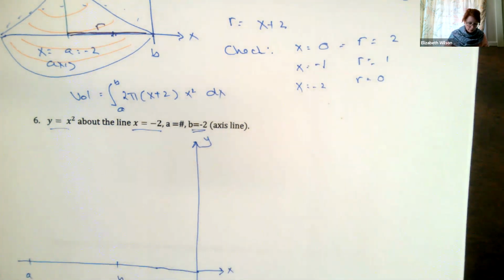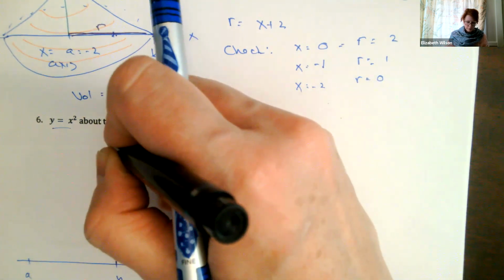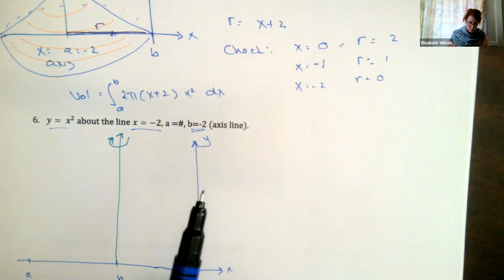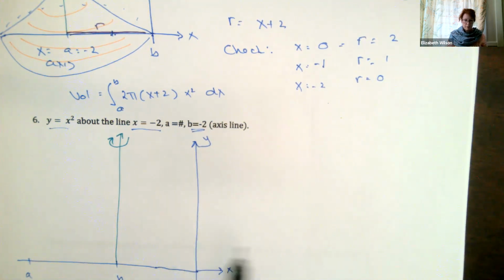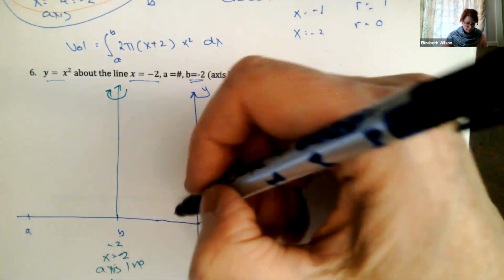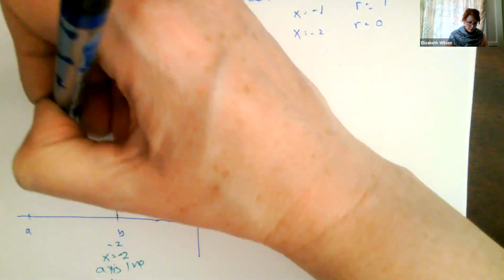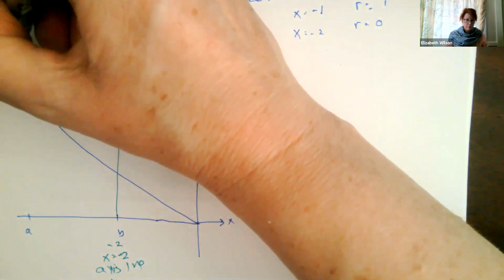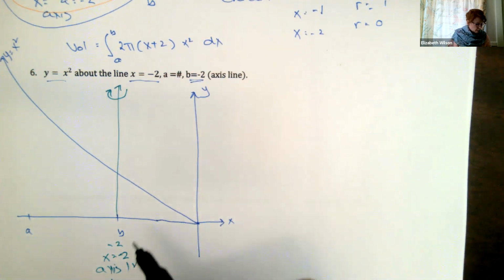So b is some negative number. Let's say b is equal to minus 2. This is our x equals minus 2, so our axis line is equal to b. Sorry, you can't see what I'm writing. Now our function is going to go something like this, y equals x squared. It's a very poor parabola, bear with me. We're going to go from a to b.